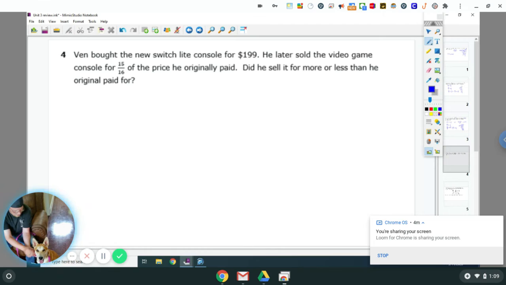Okay, number 4, Vin bought the new Switch Lite console for $199. He later sold the video game console for 15/16 of the price he originally paid. Did he sell for more or less? It's just asking if it's going to be more or less than the original price. So all I have to do is look at this 15/16. Since 15/16 is less than 1, it's going to be less. Since 15/16 is less than a whole, that means his price is going to be less. If it was greater than 1, it would be more. So he sold it for less.